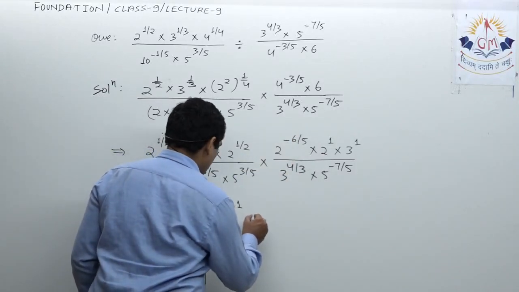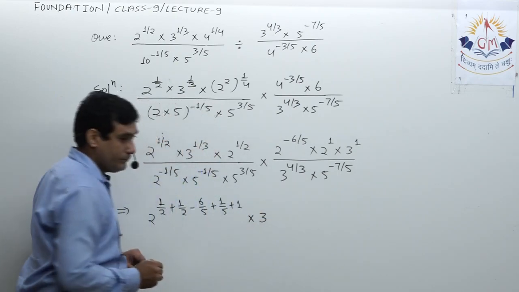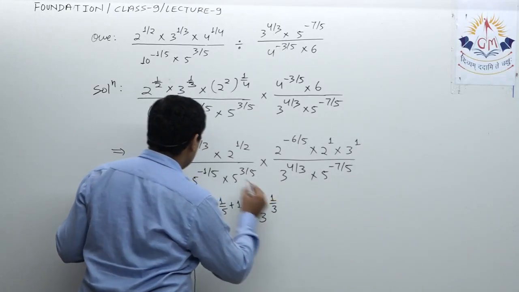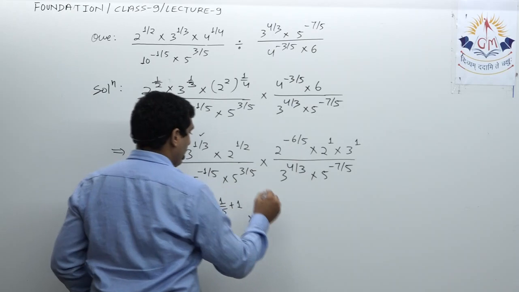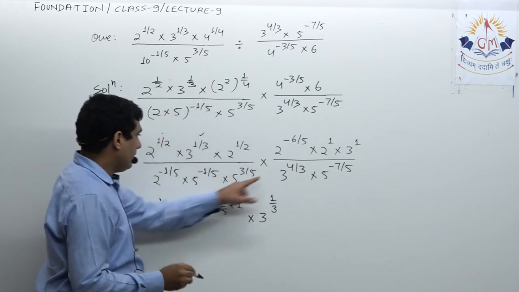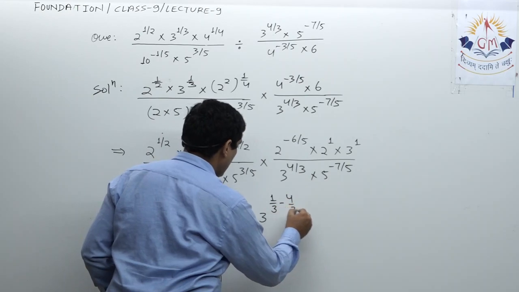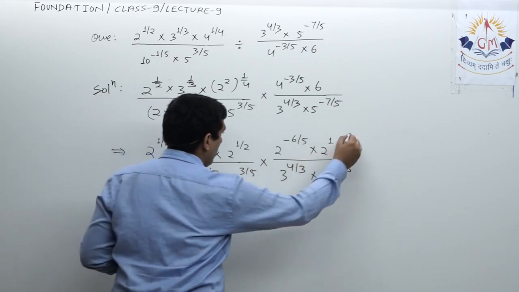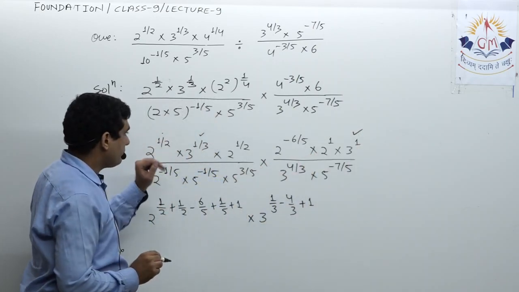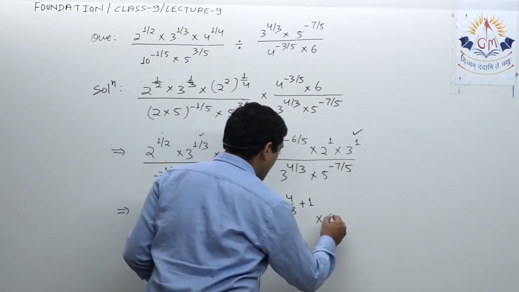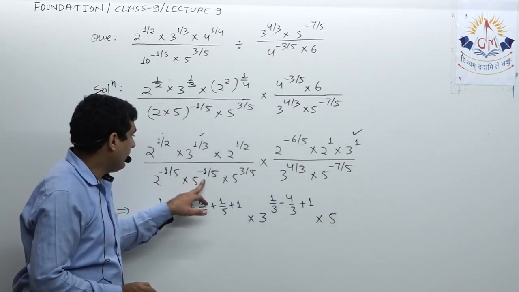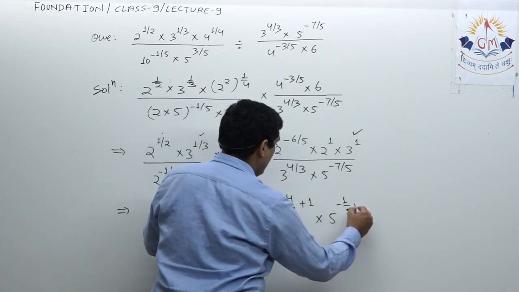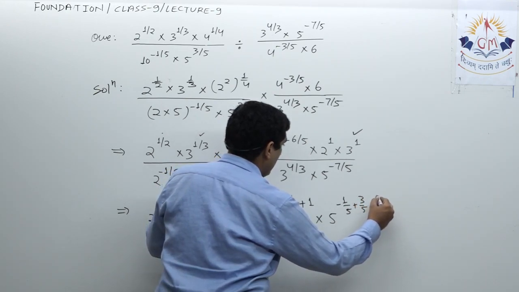Now next, 3 raised to, I will take the terms containing base 3, so 3 raised to 1 by 3, plus, is there any other term? Yes, this is 4 by 3, so minus 4 by 3 plus 1. So I took the terms having base 3 as well. Now finally I will take the terms having base 5, so minus 1 by 5 plus 3 by 5 minus 7 by 5.